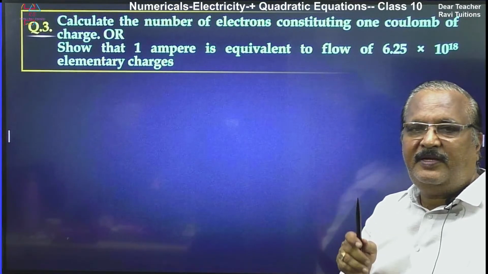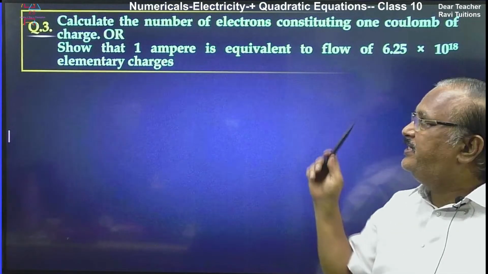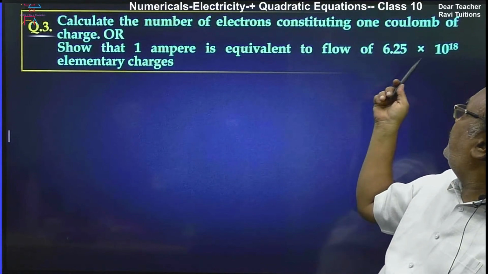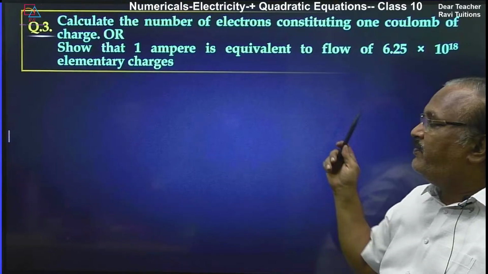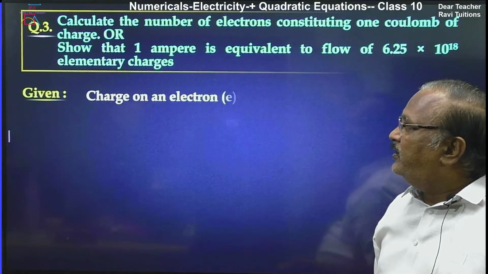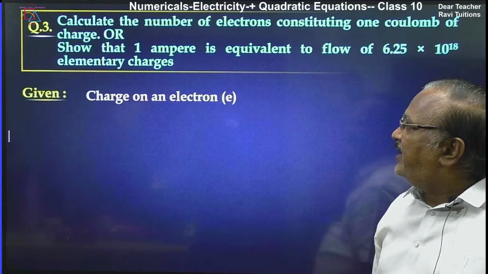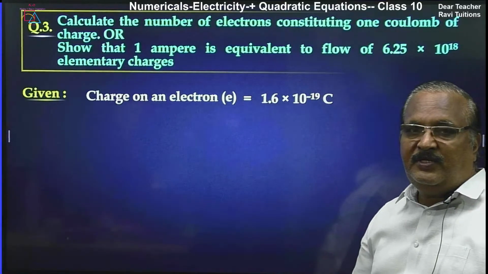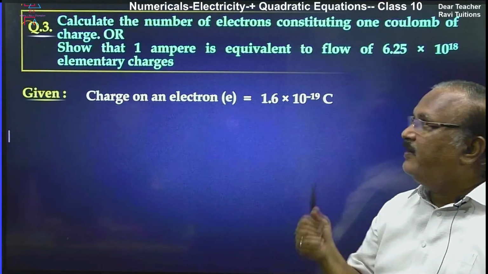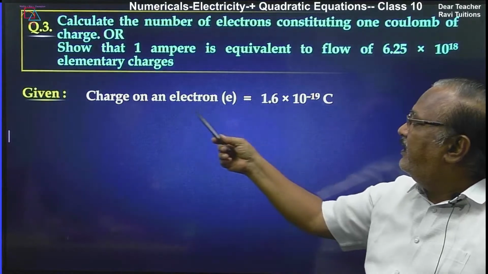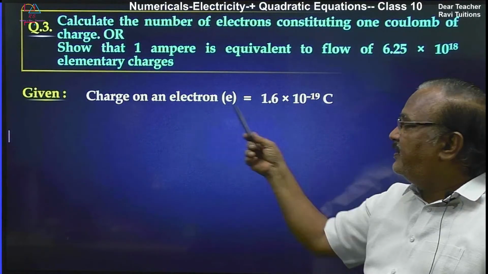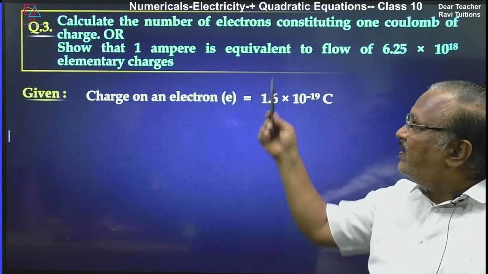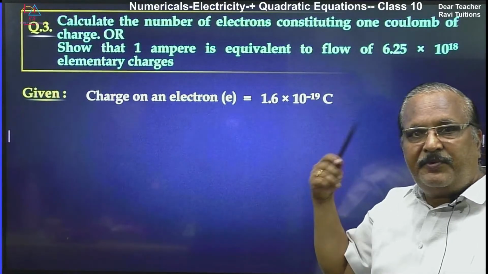In that particular year most of the students could not do this. So 1 ampere is equal to the flow of 6.25 into 10 to the power of 18 elementary charges. Let us go. So the charge of an electron is given. Charge of an electron is equal to 1.6 into 10 to the power of minus 19 coulombs. This is a constant you have to remember. Sometimes this will be given in the problem. If it is not given in the problem, you have to recall it from your mind.